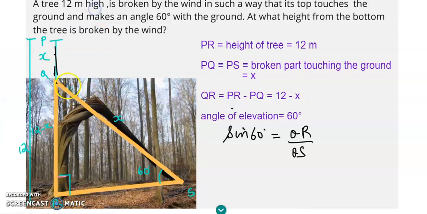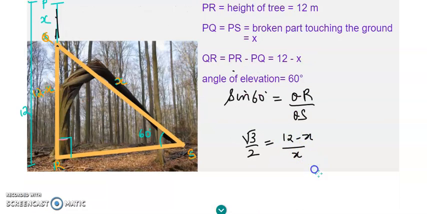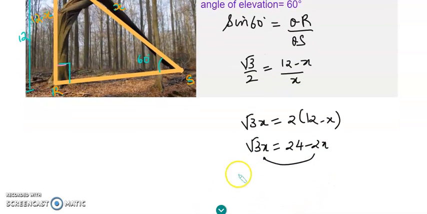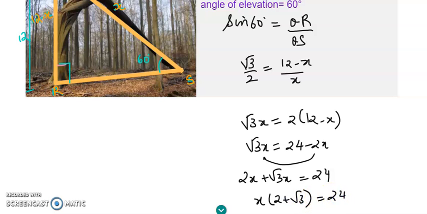Let me change the color so that you can see here. This is Q, this is 12 minus x, R, this is S, and this is x. Hope it is clear. Okay, let's put the values. This is root 3 by 2 equal to QR, which is 12 minus x upon x, right? Let's cross multiply. So it becomes root 3x equal to 2 times 12 minus x. Let's open it. Root 3x equals 24 minus 2x. Let's bring the 2x to the left, and that will be 2x plus root 3x, which equals 24. Let's take x common, so it's x times 2 plus root 3 equals 24.